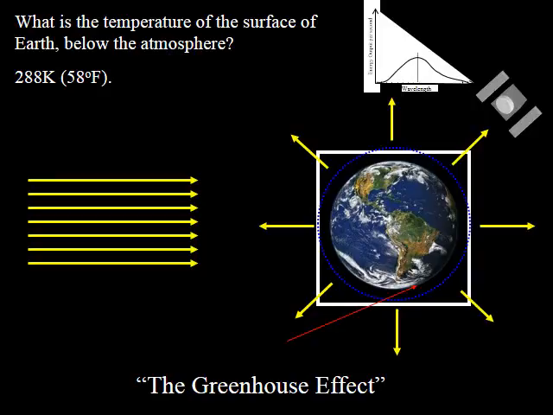So what makes the difference between the surface of the Earth and outside of the atmosphere is the composition of the atmosphere that surrounds the Earth, and some of those molecules absorb and trap infrared light. This is called the greenhouse effect.